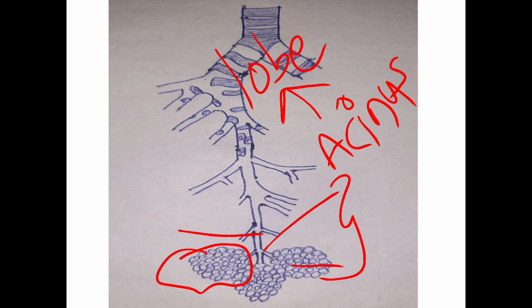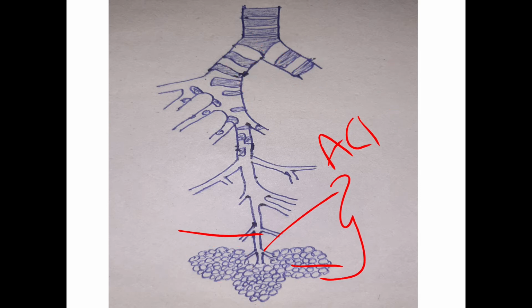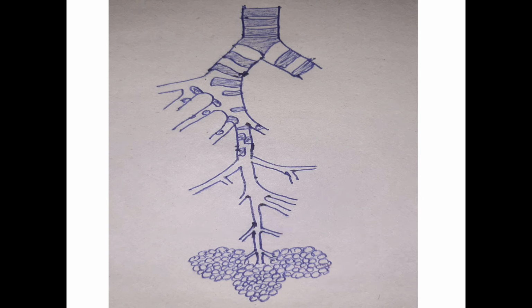At the level of the alveoli you can see our immune barriers such as macrophages, eosinophils, and neutrophils. Whenever infection or inflammation occurs, these are all released from the alveoli as a defense mechanism.